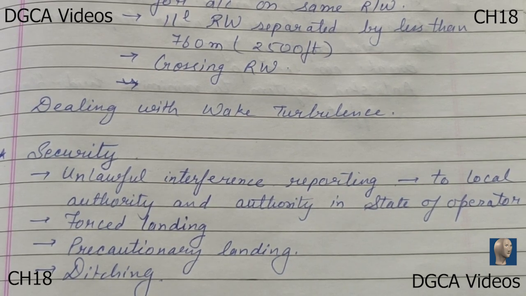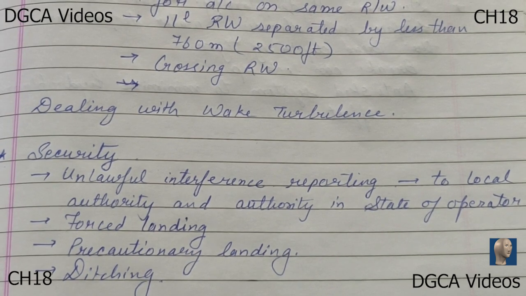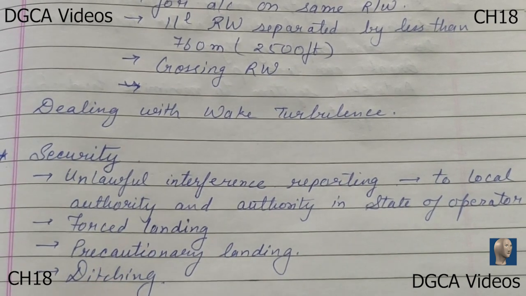Precautionary landing does not mean that immediate landing is required, but that a premeditated landing is required on or off the airport, when further flight is possible but it is not advisable to continue. This might be due to fuel shortage, or if you are lost and the weather is deteriorating, then you have to make such a precautionary landing. Finally, ditching. Ditching is defined as the forced or precautionary landing on water. That is ditching.